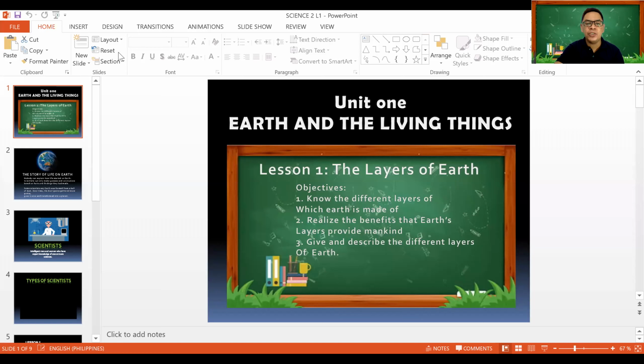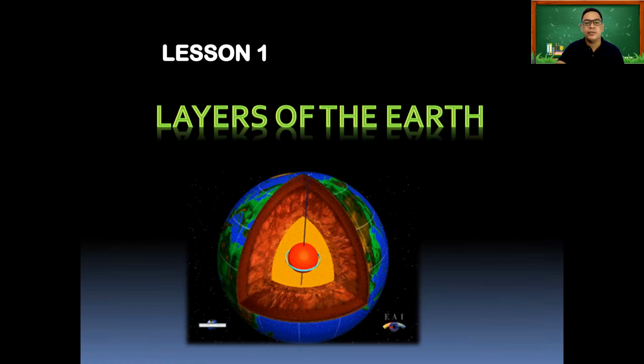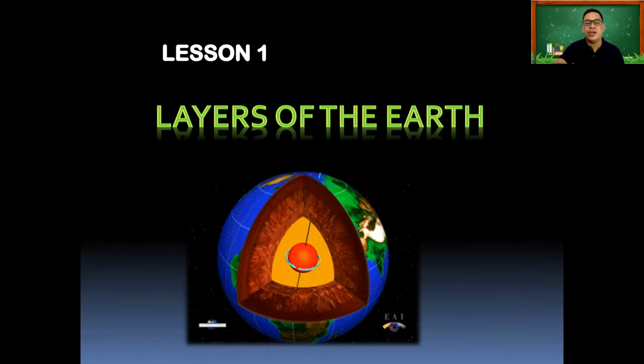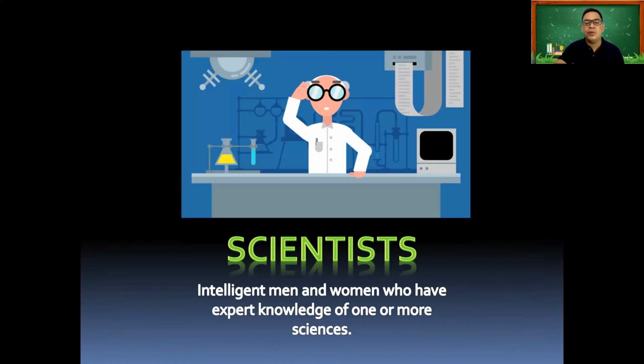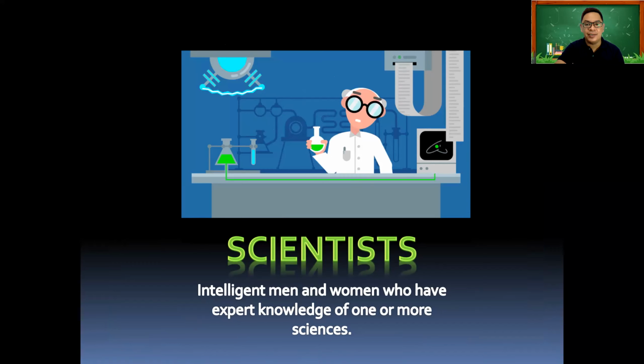Do you have any questions regarding our lessons for this morning? Again, remember the layers of the earth. We have crust, mantle, and core. Say it again, please. Crust, mantle, and core. Great job. And those intelligent men and women who have expert knowledge of one or more sciences are what we call scientists. Say scientists.